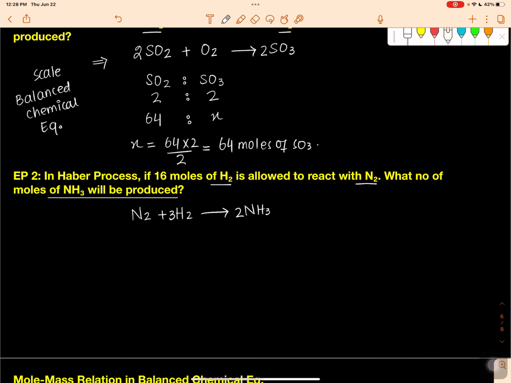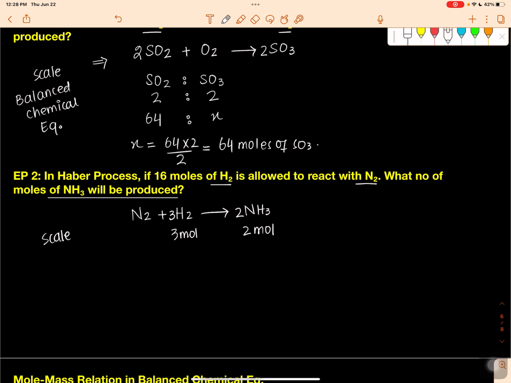So the scale tells me that 3 moles are reacting and it is producing 2 moles. There is a ratio which is not a 1:1 relationship, right? And since they haven't even discussed what amount of nitrogen was taken, they just said that it is reacted with nitrogen, so we just leave that for the time being. So what number of moles of ammonia will be produced? So we have 3 moles producing 2 moles.